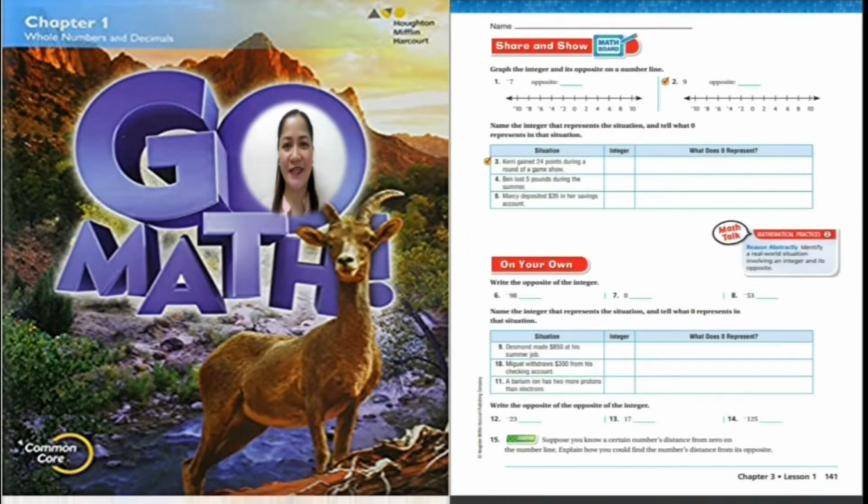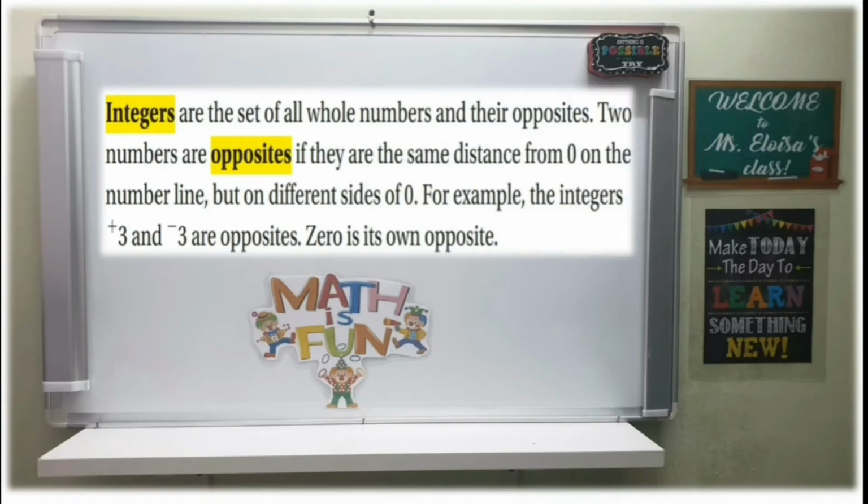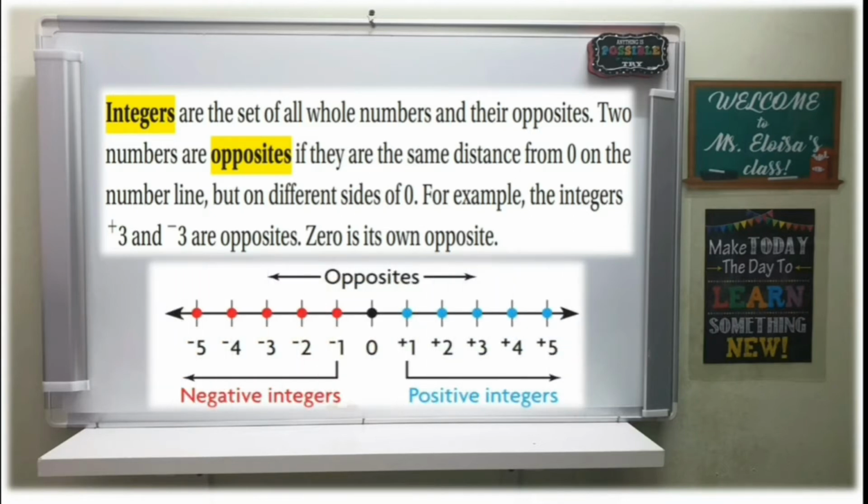Understand positive and negative numbers. Integers are the set of all whole numbers and their opposites. Two numbers are opposites if they are the same distance from 0 on the number line, but on different sides of 0. For example, the integers positive 3 and negative 3 are opposites. 0 is its own opposite.